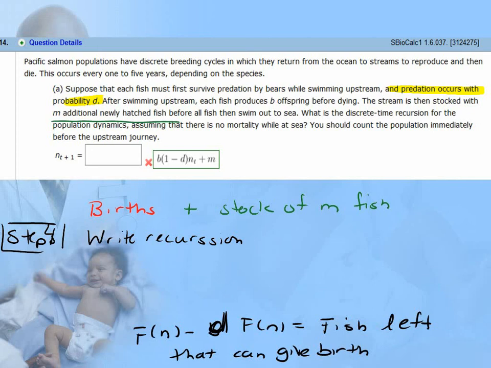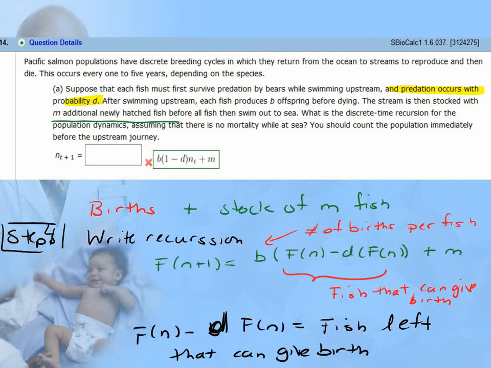Now you're going to write the recursion. If those are the guys that can have the babies, one of them can make B babies, I think they say somewhere up there. Each fish produces B offspring. If I have 10 fish, they would make B times 10 offspring. If I have this many fish, I just multiply by B to see how many offspring there are. So the next generation is going to be the babies times what was there, plus the stock. M is what they stock it with. There's my recursion.